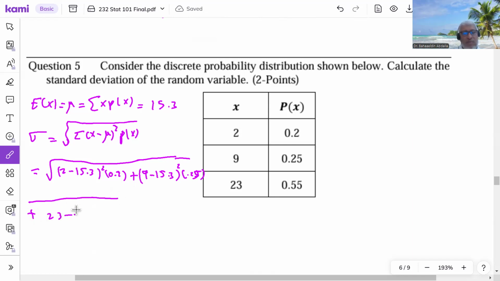plus 23 minus 15.3 squared times 0.55. And if you use the calculator, you will find that the answer is 8.827. And if you like, you can go to mode stat and press 1 and put these values, make sure the frequency is there, put these p(x) as frequencies, and then ask for x bar and sigma, and it will give you the same answer.